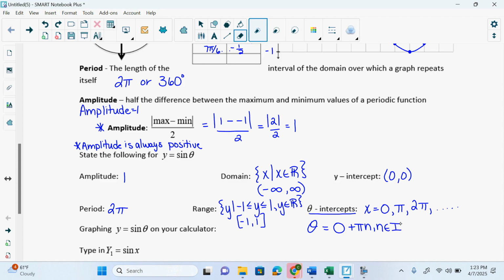We start with a 0. Do we actually have to write 0? No, because 0 plus something doesn't change it. So if you write this as a written response, you're not wrong. The multiple choice answer, though, will be pi n, n is an element of the integers. It won't have the 0 plus.